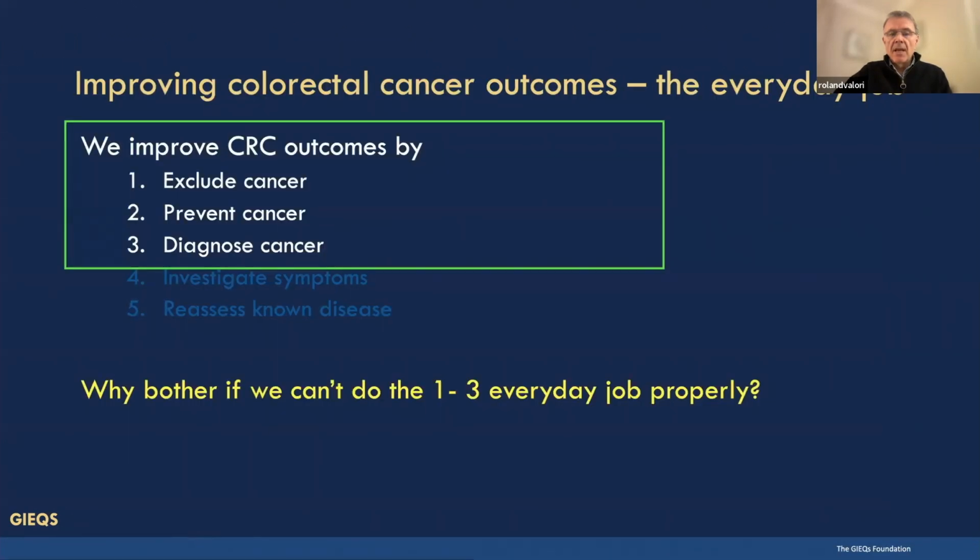So really, if we can't get the top 3 things right, why do we bother to do our job? This is our everyday task. It's what most of us do in the endoscopy suite most of the time. And really, why are we doing it if we can't do it as well as it can be done?